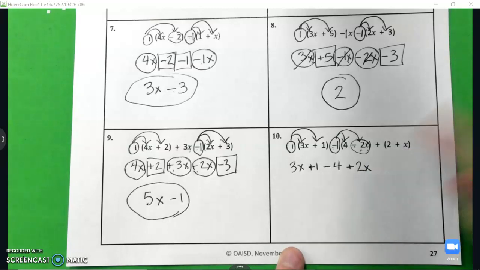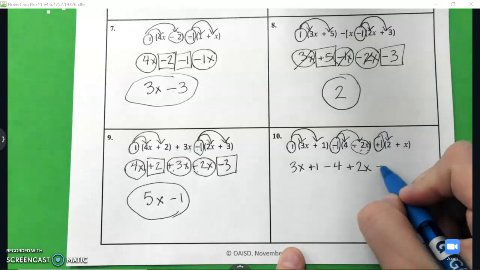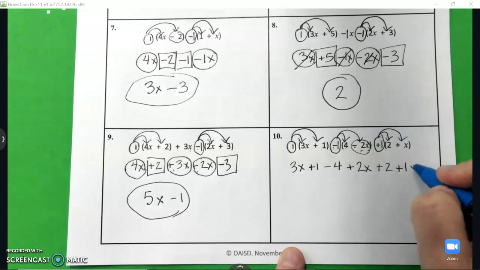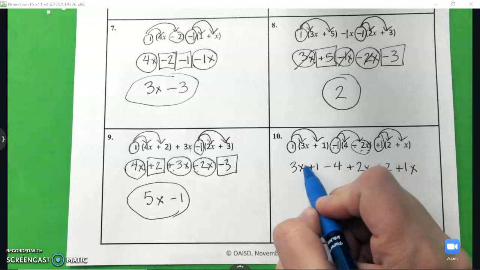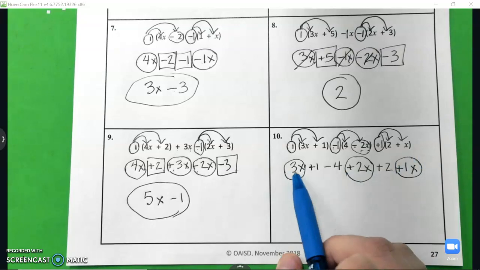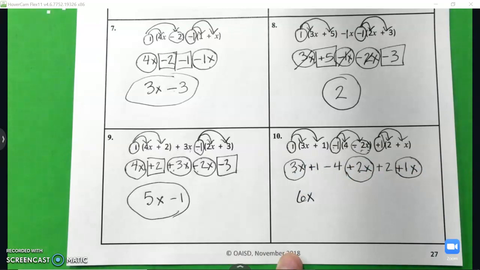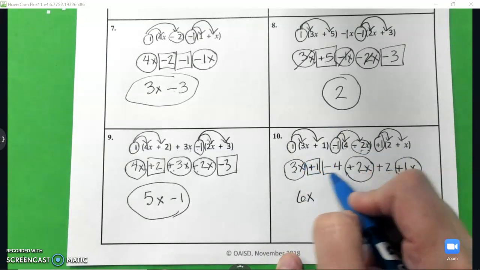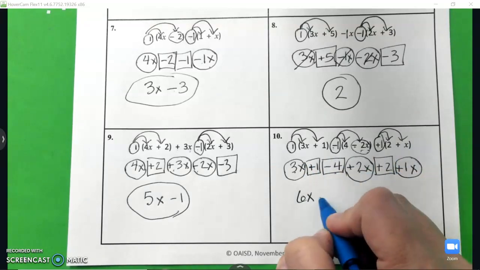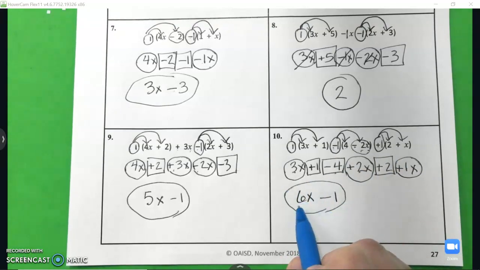And we have one more set of parentheses, so we put in a 1 here. Positive 1 times 2 is going to be positive 2. And positive 1 times x is going to be positive 1x. So starting with my x's, 3x plus 2x plus 1x. 3 plus 2 is 5, plus 1 would be 6x. And then I have positive 1 minus 4 would get me to negative 3, plus 2 would bring me back up to negative 1. So my simplified term is going to be 6x minus 1.